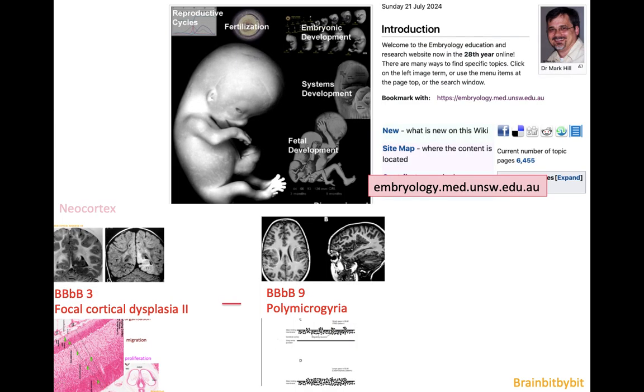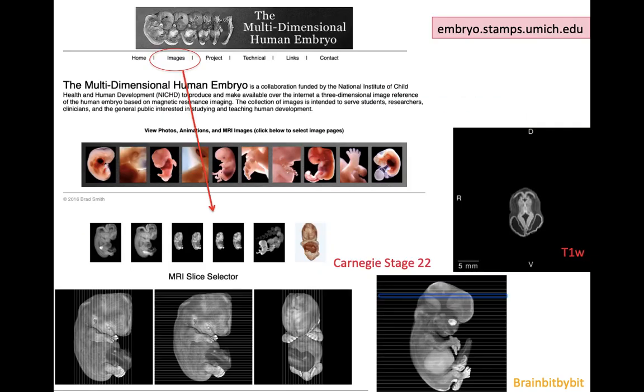There are two websites that have helped me to understand the embryology a lot better. The first one is an Australian website by Dr. Mark Hill, and I've also used images from this website in the first Brain Bit by Bit videos on malformations of cortical development. The other website is from the University of Michigan with MR images of human embryos at different Carnegie stages in different directions.